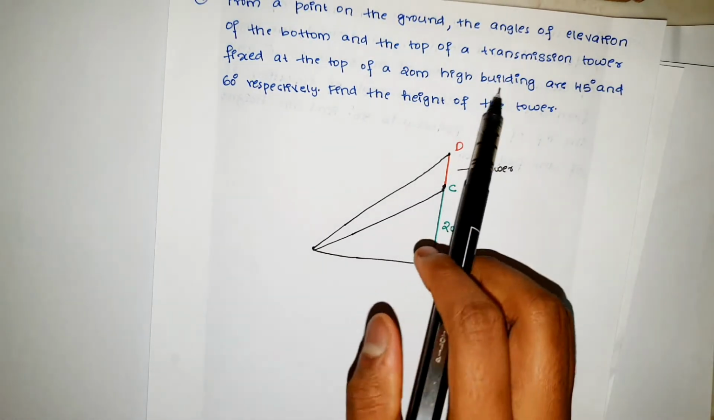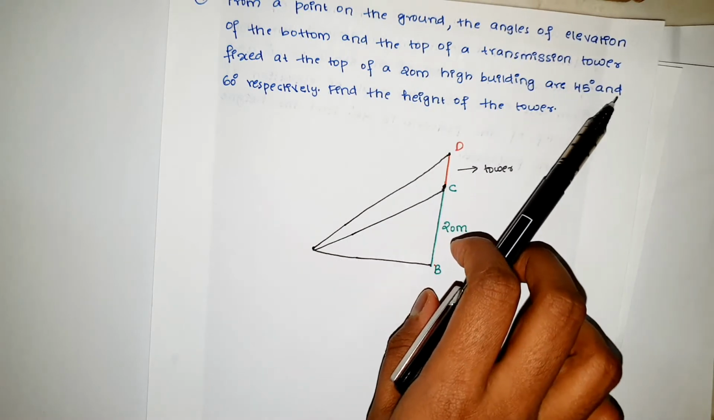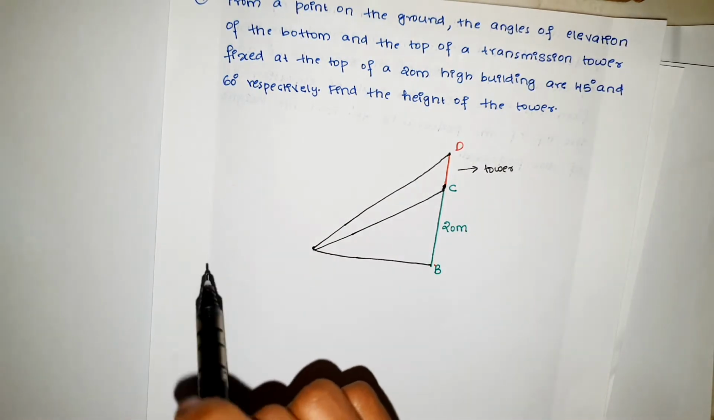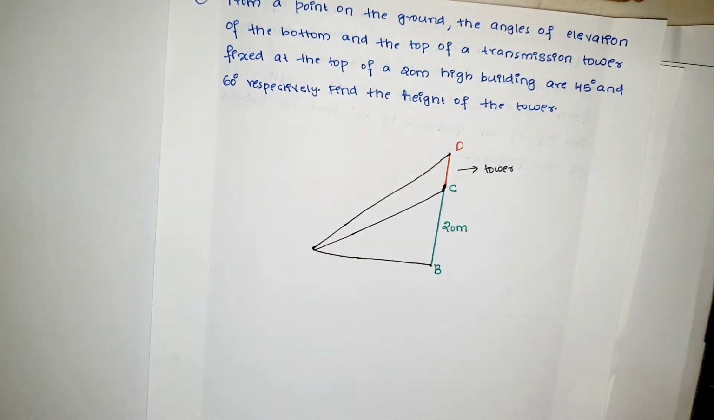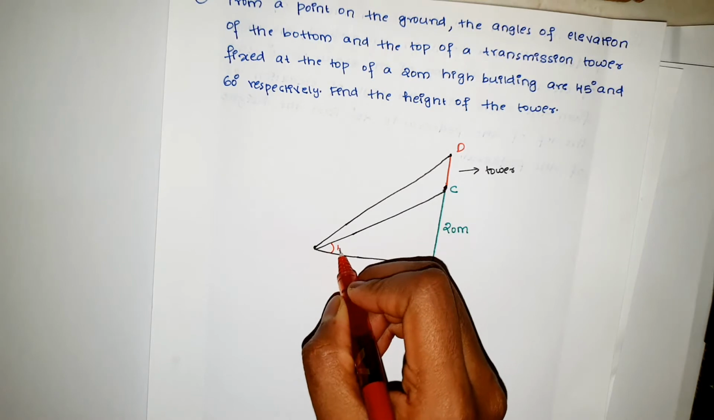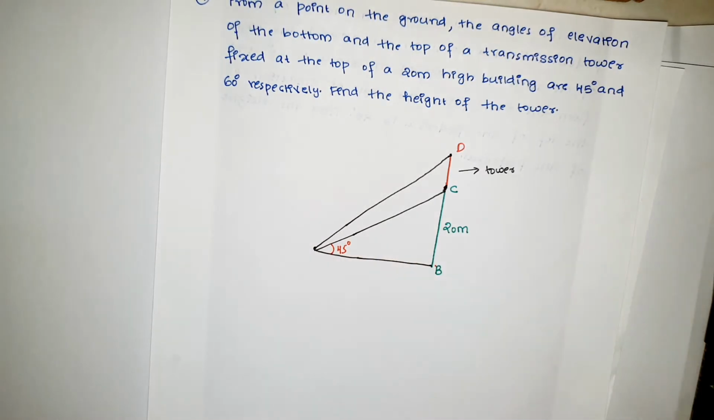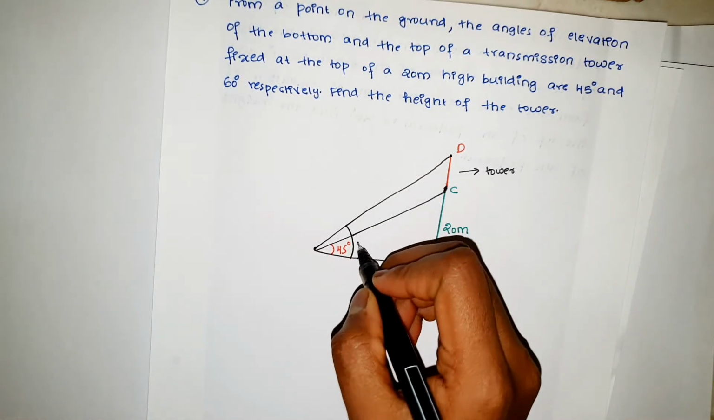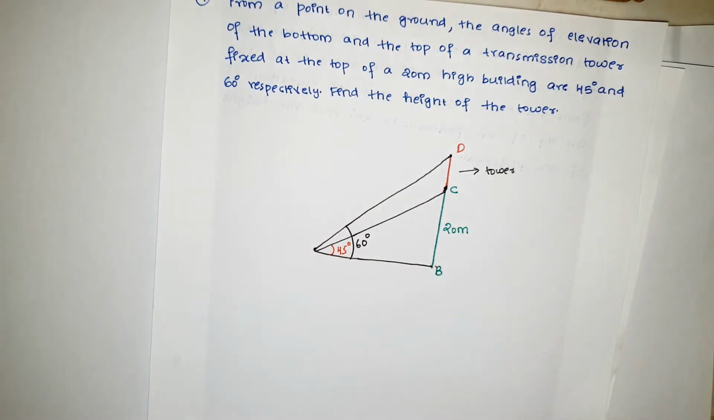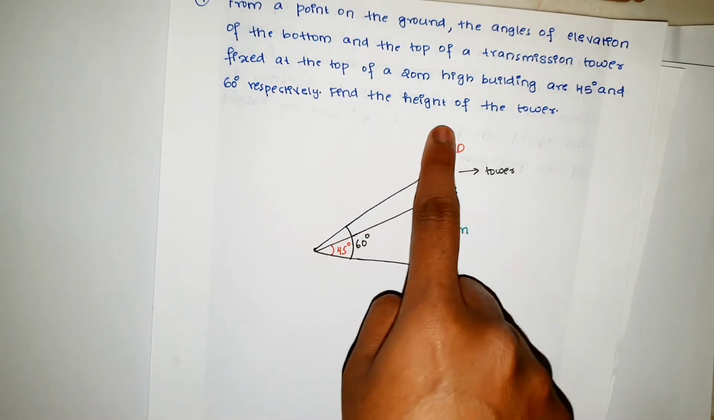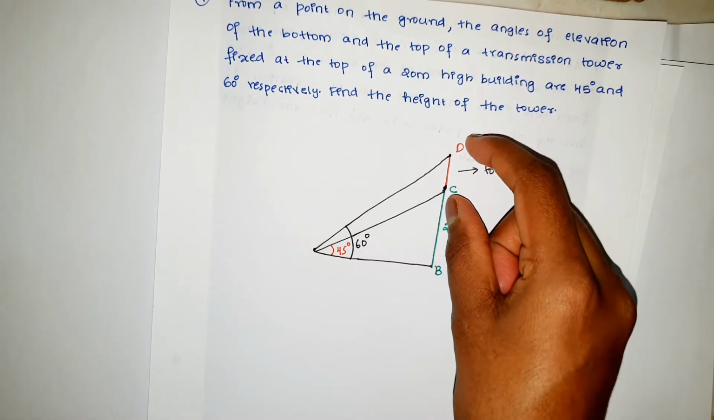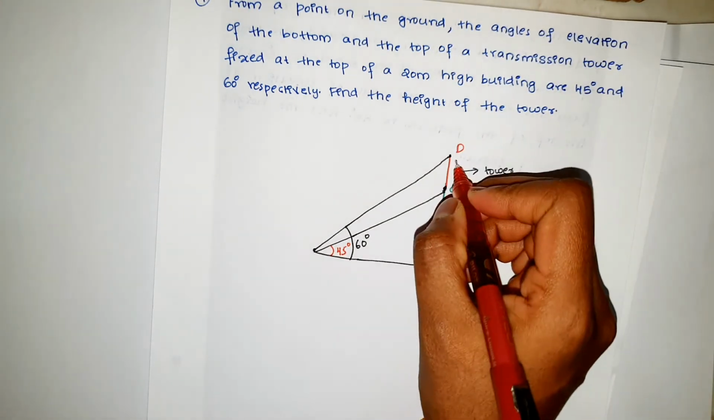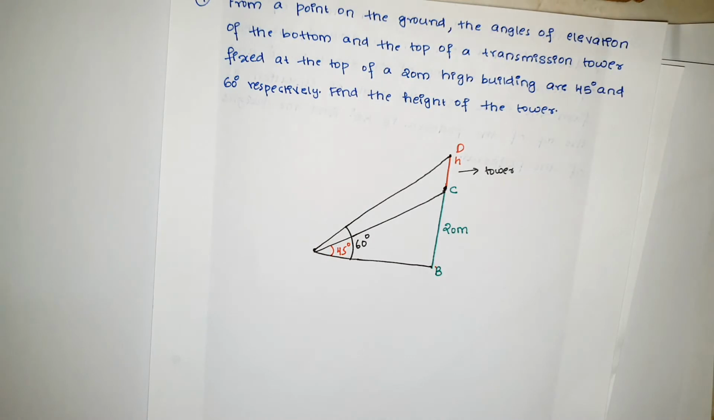Okay, so our angles are 45 degrees and 60 degrees respectively. So from the bottom it is 45 degrees, and from the top it is 60 degrees. Okay, so this is our diagram. So find the height of the tower. So we have to find the height of the tower, that is we have to find DC. We can represent it as H. So we have to find H.